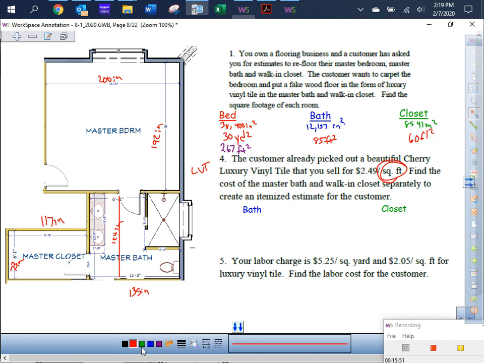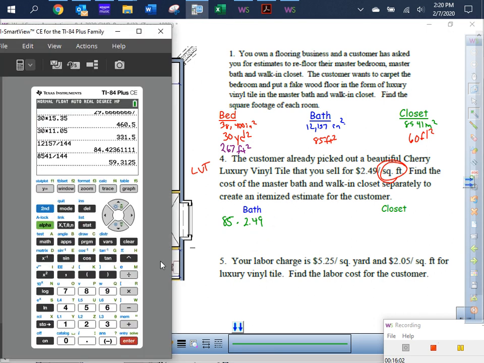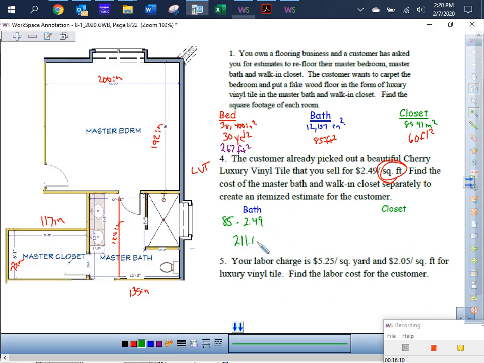So let's see what we got here. For the bathroom, we'll take the 85 square feet times the 249. We'll punch that in. And 85 times 249 is $211.65. That's how much it would cost them to put in the LVT. You don't need any padding underneath that stuff though.